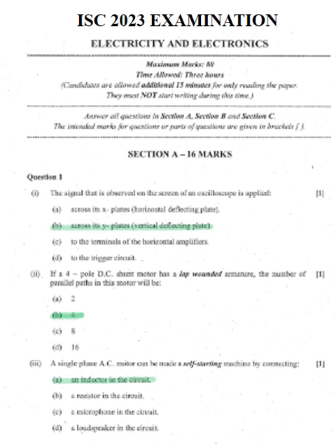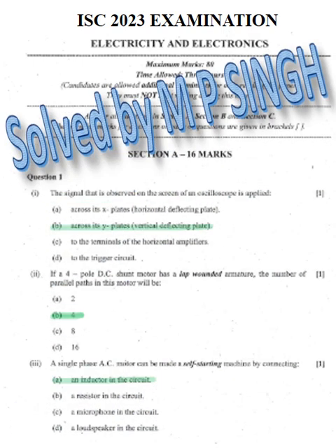ISC 2023 examination, Electricity and Electronics. Solution. Section A. Question 1. Part 1. Answer B. Part 2. Answer B. Part 3. Answer A.